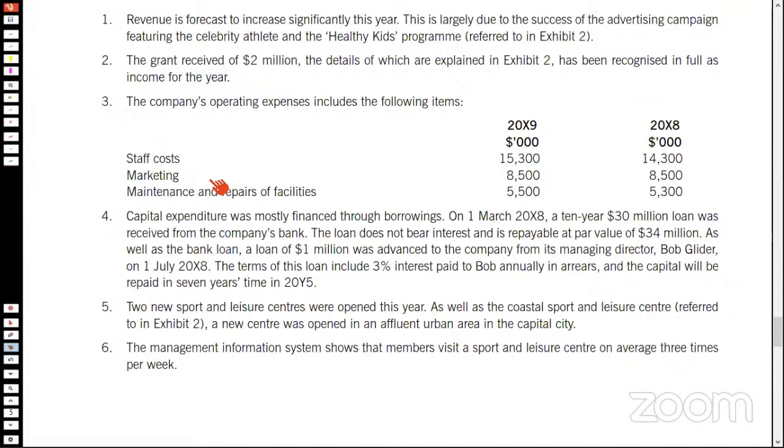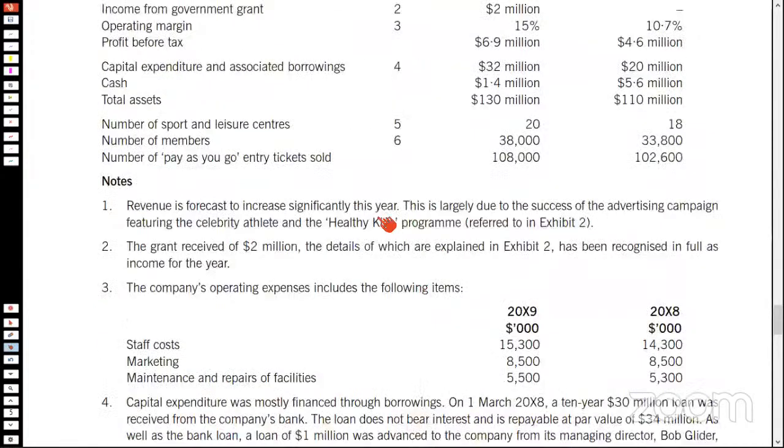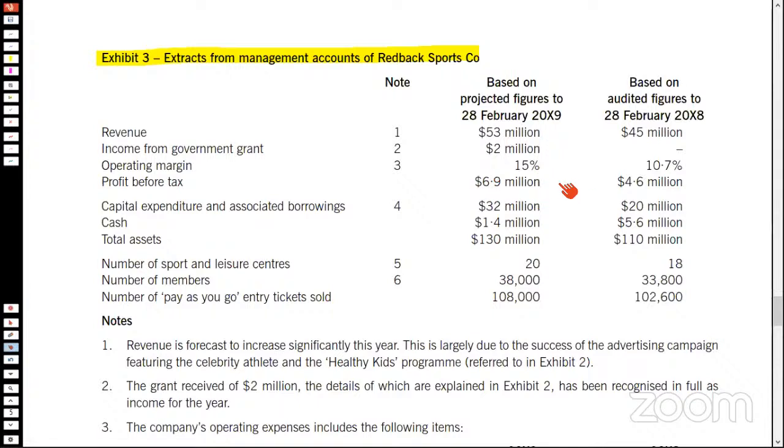Now, the next one of them is, it says capital expenditure was mostly financed through borrowings. We've got the profit before tax, which is budgeted to increase. You can even calculate this PBT margin, which is going to be 4.6 million divided by 45 million. So 4.6 divided by 45, ultimately 10.22%. We could calculate it here also, 6.9 divided by 53, which is 13%. So ultimately the profit before tax is budgeted to increase, which is unlikely the case, considering that you are planning to expand, considering the expenses are going to increase. So there's probably going to be some expense understatement, etc.